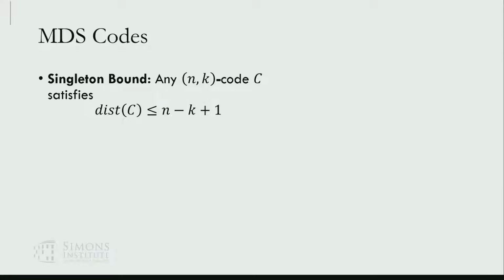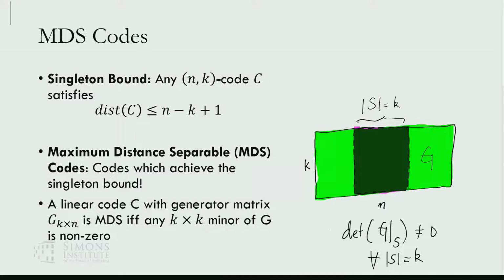Okay, so MDS codes are codes that meet the singleton bound, which says the distance can be at most n minus k plus 1 for an [n, k] code. Codes which meet this are called singleton MDS codes. So concretely, what that means is that if you take the generator matrix of an MDS code, which is a k by n matrix, any k by k submatrix should have full rank, so it has non-zero determinant. And we know how to construct them. Reed-Solomon codes do that, over fields of size n.